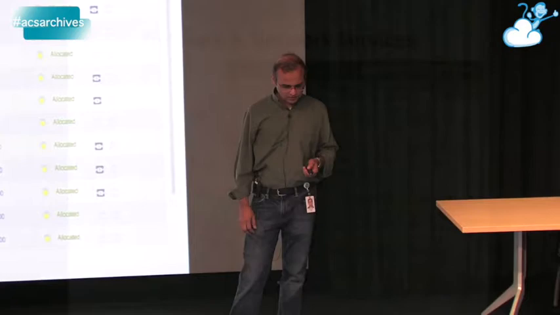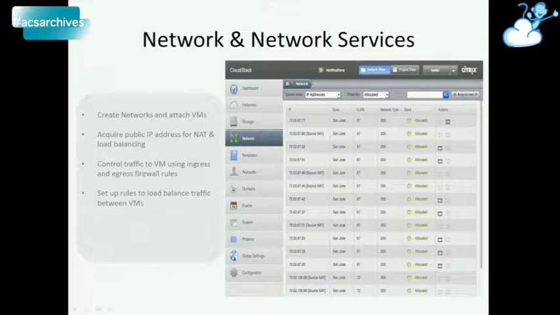As far as networks go, you can create networks. As I said, you can create any number of networks and attach VMs to multiple of them, so multiple NICs is supported. Typically, if you're working in a public cloud, you have your private addresses for the VMs themselves, and then you have public addresses. We allow you to acquire multiple public IP addresses, and then use port forwarding, NAT, and firewall in order to provide services to the rest of the internet from your VM.